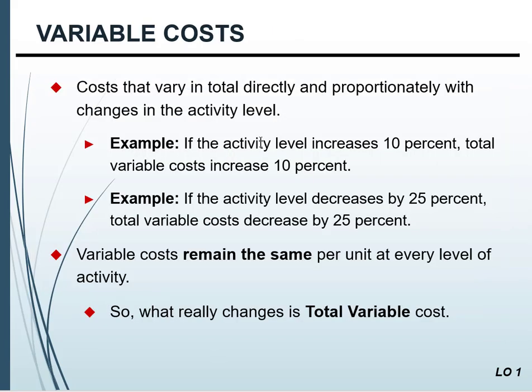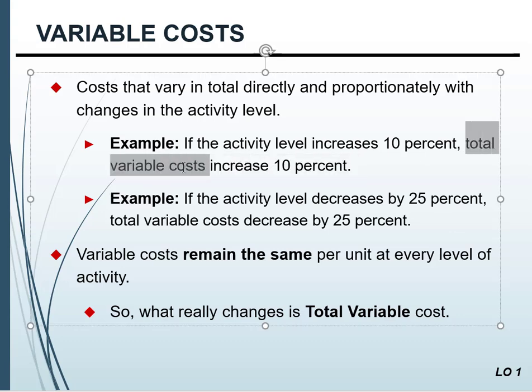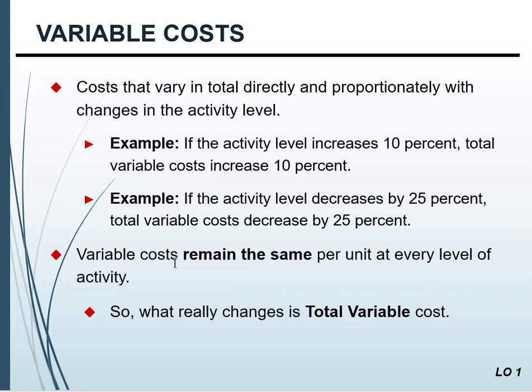So let's start with variable costs. These are costs that vary in total directly and proportionately with the changes in the activity level. So if the activity level increases by 10%, total variable costs increase by 10%. Now, I think it's important to understand this. What we're talking about here is the total variable cost, right? The variable cost per unit is the same.